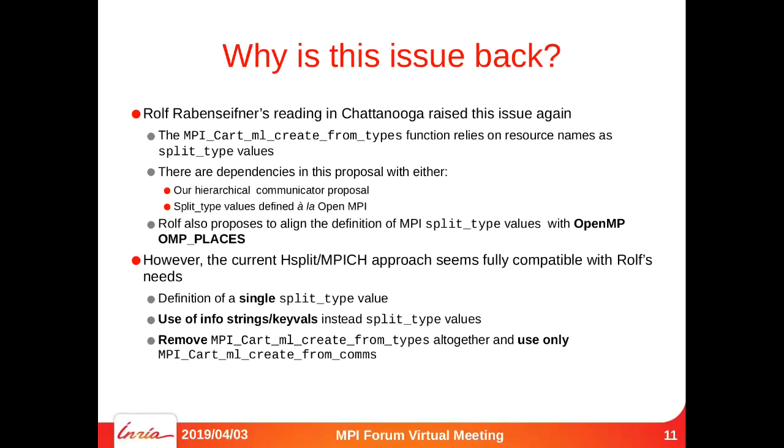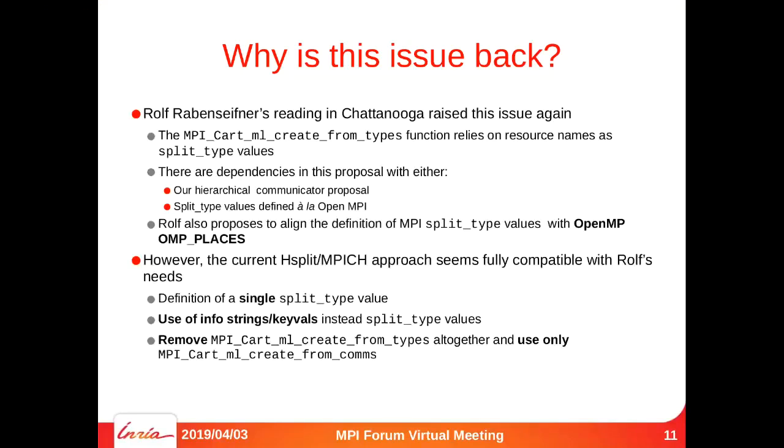In a recent email, he also proposed to align the definition of split type values with OpenMP OMP places. And I'm not sure it's a very good idea, but we can discuss that. However, I think that the current approach taken by HSplit or MPitch seems compatible with what Rolf wants to do. That means a definition of a single split type value, the use of info string KeyVals instead of split type values, and then removing the MPI cart multi-level create from types function altogether from the proposal and using only the MPI cart multi-level create from comms. So it's going to be a little bit longer to achieve the same. You will need to call more functions, but you would be able to get the same result.